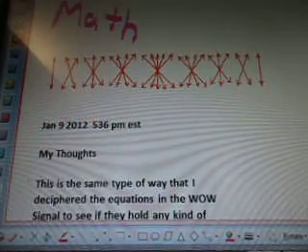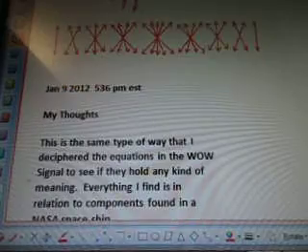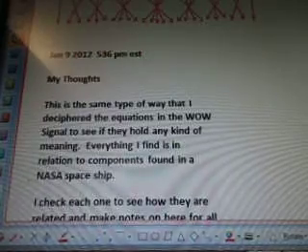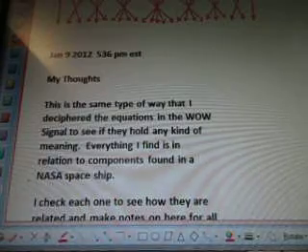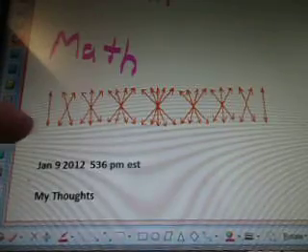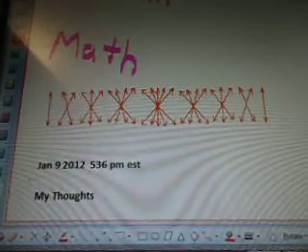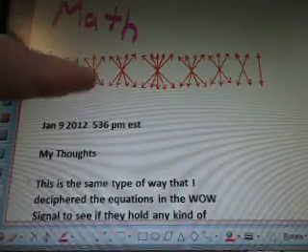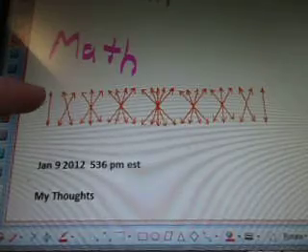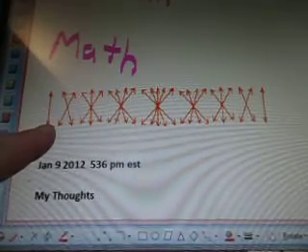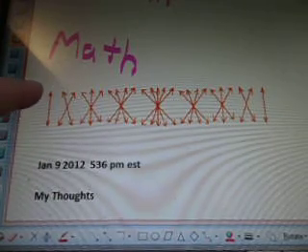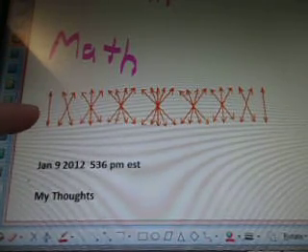January 9, 2012, 5:36 p.m. My thoughts: this is the same type of way that I deciphered the equations in the Wow signal to see if they hold any kind of meaning. So I went from this direction up to here, and then this direction up to here. These would be numbers. So instead of us adding 5 plus 9 equals 14, it would be 5 and 9.